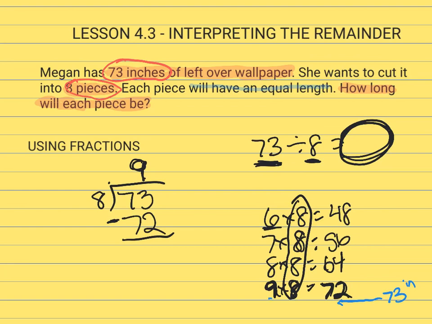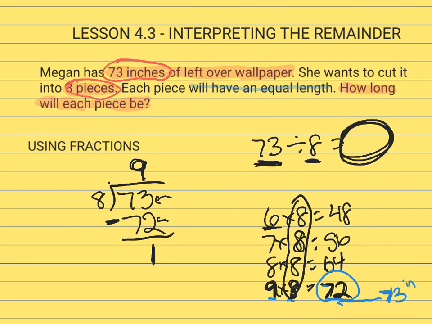Okay? So this is where the difference comes in. I know 9 times 8 gives me 72, but that's not quite enough. What is the difference between the number I have and the multiple that I used? 9 times 8 is 72, and the number I have is 73. That's where you have this difference. That's why I subtract. That's the number I have. That's as close as I can get to it. So 9 times 8 is 72, and then 73 minus 72 gives me 1.